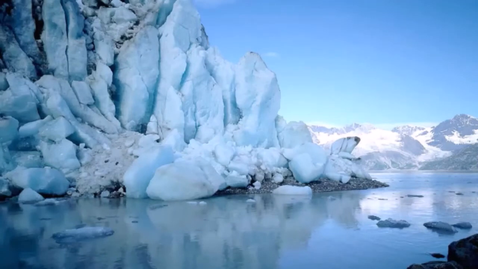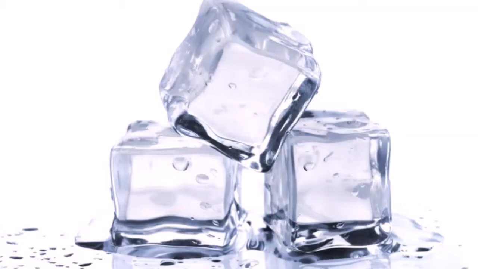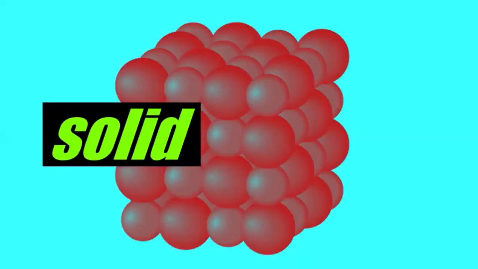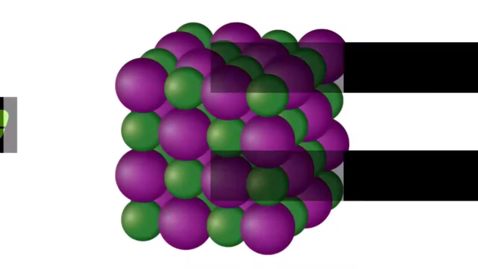Everything in the world is made up of particles that act differently depending on the state they are in. An ice cube is made of water particles, but it is a solid because its particles are packed closely together, resulting in this hard, fixed state.